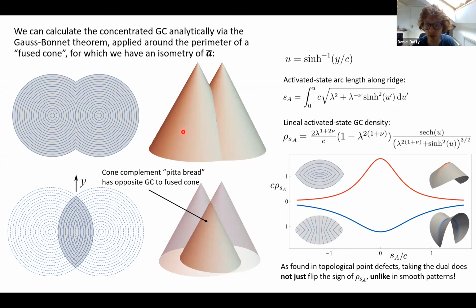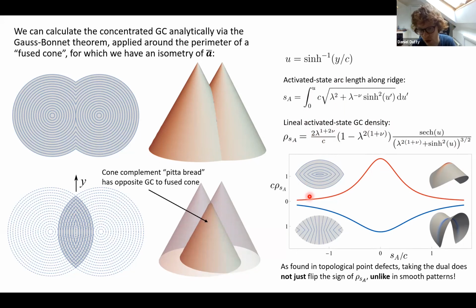So we introduce this parameter u, which is a dimensionless parameter along the seam, and you can calculate the activated state arc length at every point on the ridge from this integral. And then we calculate this Gauss curvature density, which is the derivative, if you like, of the integrated Gauss curvature, and that's a per unit length quantity, dimensions of 1 over length. So if you want to think about it that way, it's an integrated Gauss curvature per unit length of seam in the activated state. And it has this non-trivial form.